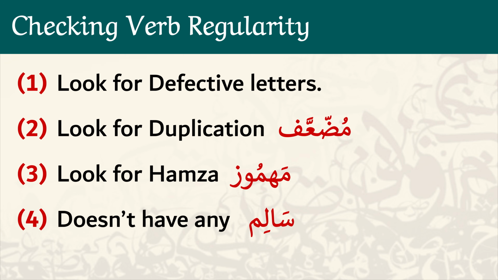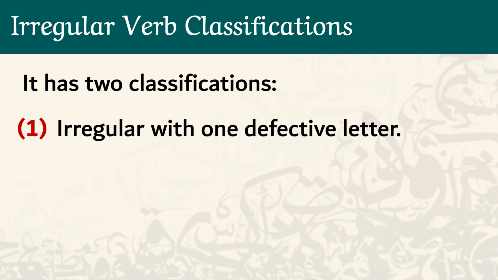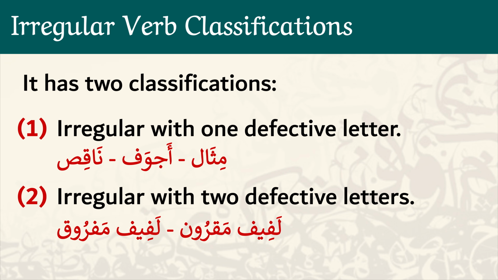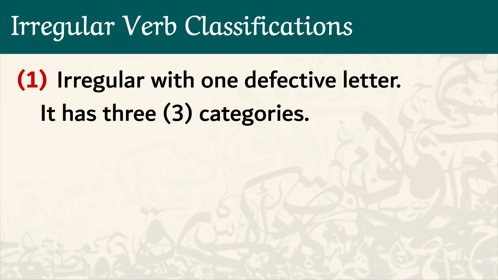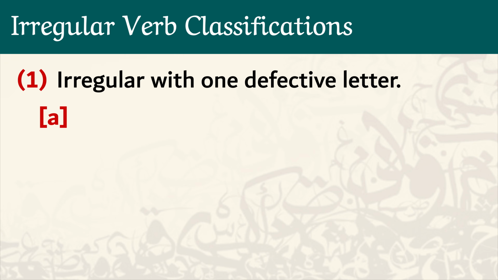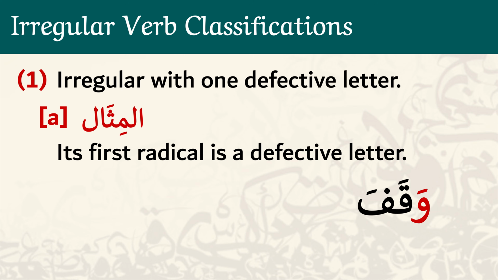Now, let's look at the irregular verb. It has two classifications: irregular that contains only one defective letter, and irregular with two defective letters. Each one of them is further divided into subclasses. The first one has three different categories based on the position of the defective letter among the verb's radicals. First, al-mithal, in which the first letter of the verb is a defective letter, like waqafa, wasala, ya'isa.